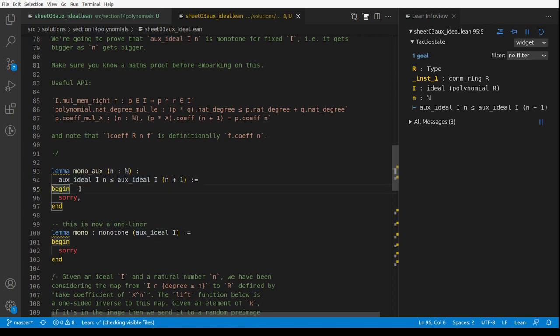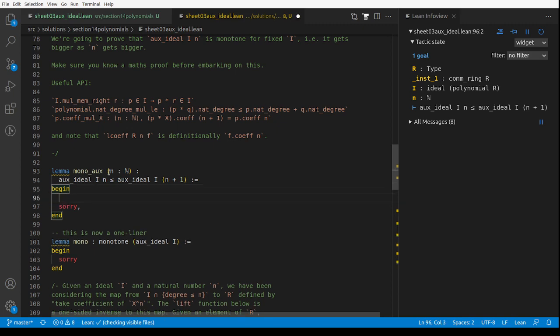And the first thing we've got to prove is that Orc's ideal IN is contained in Orc's ideal IN plus 1. So this basically says if you're a polynomial of degree n in I, then your leading coefficient is also the leading coefficient of some polynomial of degree n plus 1. And of course the proof is, well, why don't we use x times the polynomial? Because if f is in I, then x times f will also be in I, because I is an ideal. So that's going to be the proof.